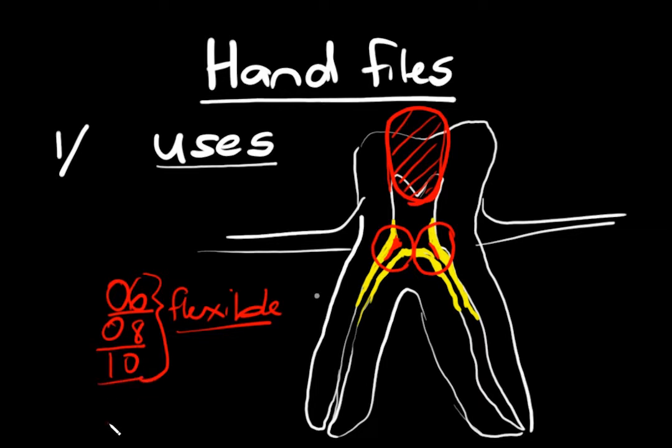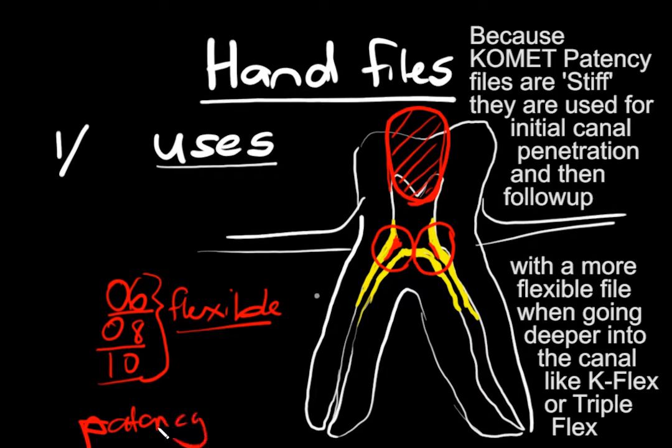And these come in the form of patency files from Comet. So patency files from Comet can be used in this area, just in the cervical region or the pulp chamber floor.